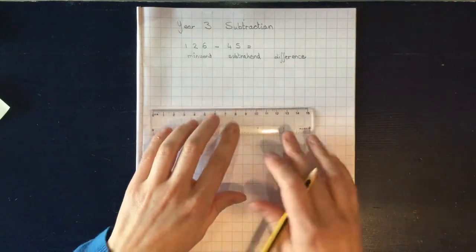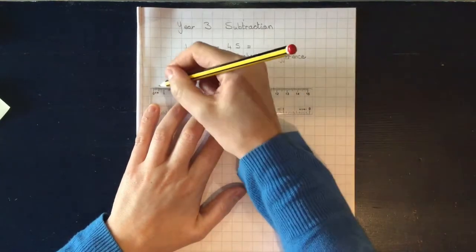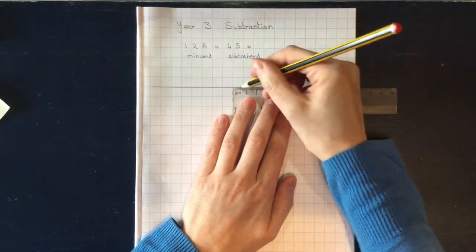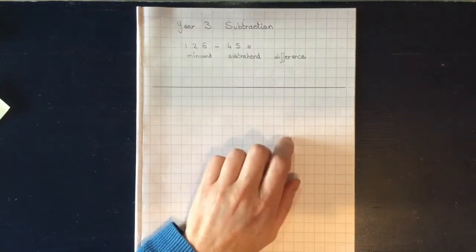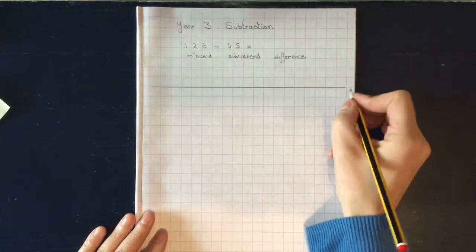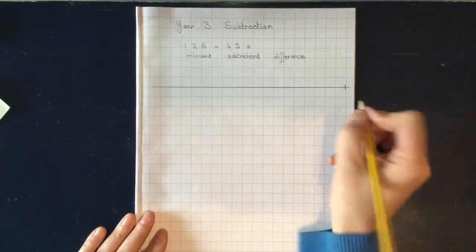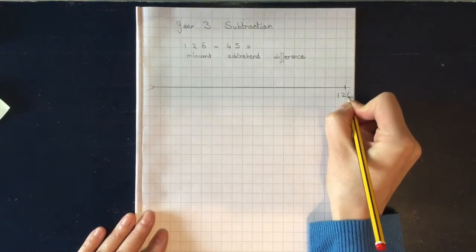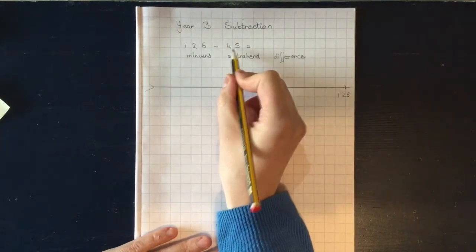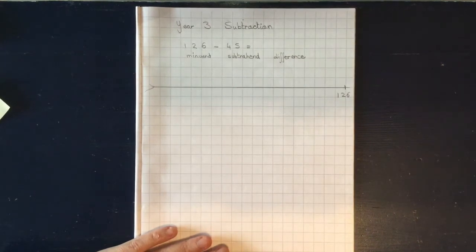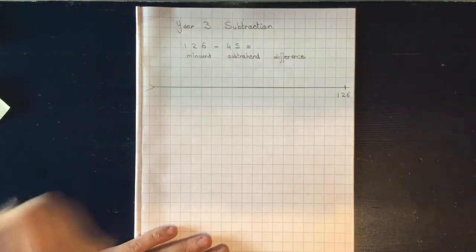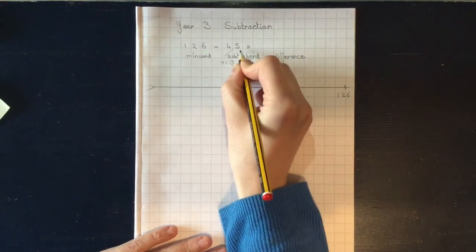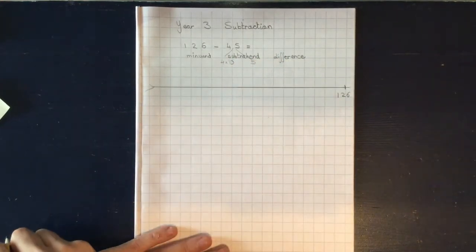So in this case we have 126 that we will position into our number line. Because we are subtracting, our number that will become smaller, our minuend, needs to be positioned at the end of the number line. So 126. Now let's see. We will partition 45 into tens and ones. 45 is made of 4 tens and 5 ones.